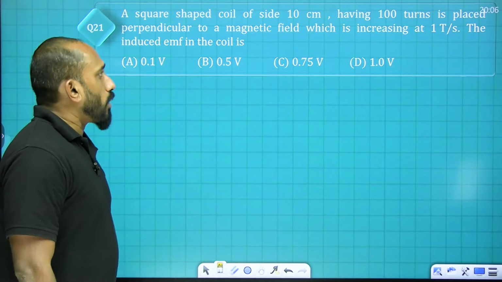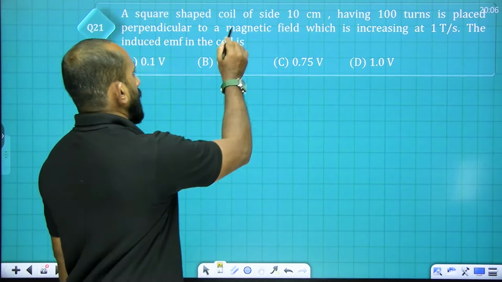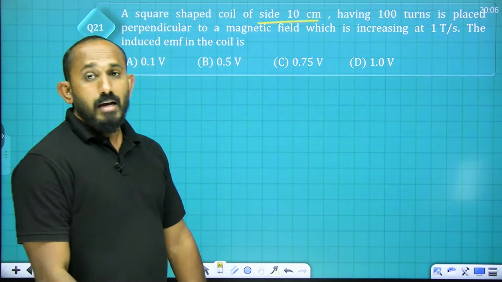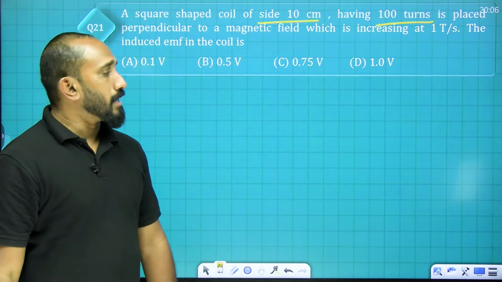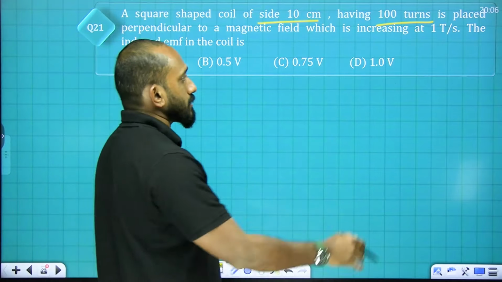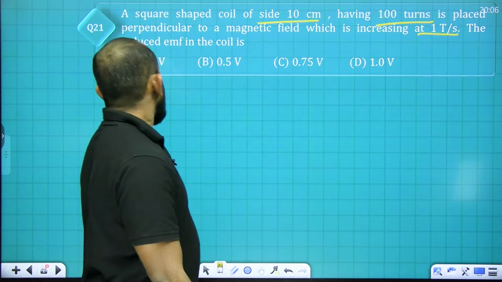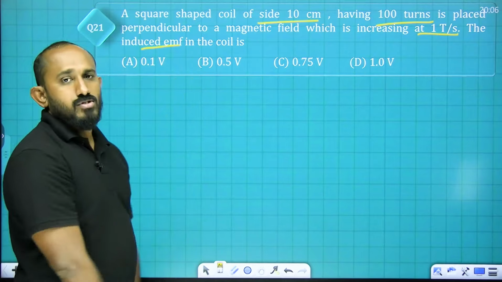A square-shaped coil of side 10 centimeter, having 100 turns, is placed perpendicular to a magnetic field which is increasing at 1 Tesla per second. The induced EMF in the coil is.